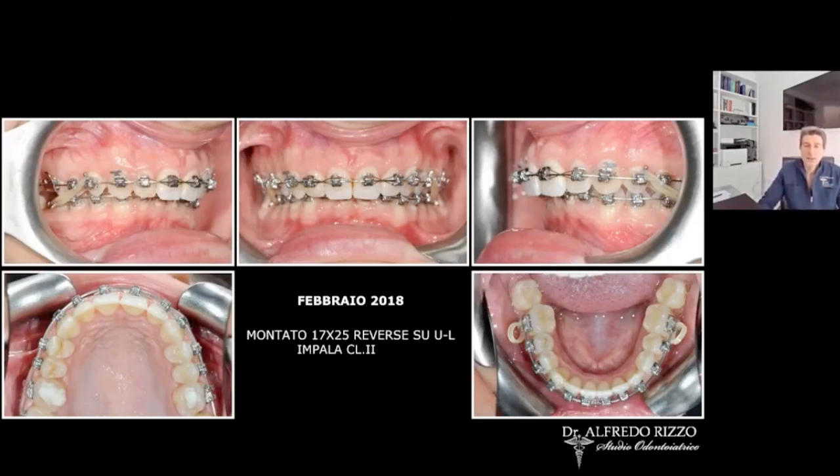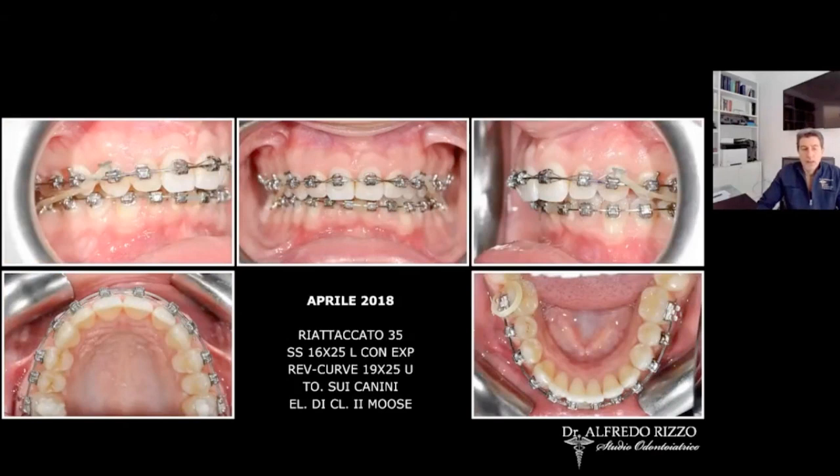We have completed the alignment and expansion on copper nickel titanium arch wires. Now we use 17/25 reverse curve arch wire in the upper and the lower. They are used to open both dental arches, to align the curves of Spee, to improve the torque in the upper and improve the overbite in the upper. In April, we have rebonded 3.5, which had separated.